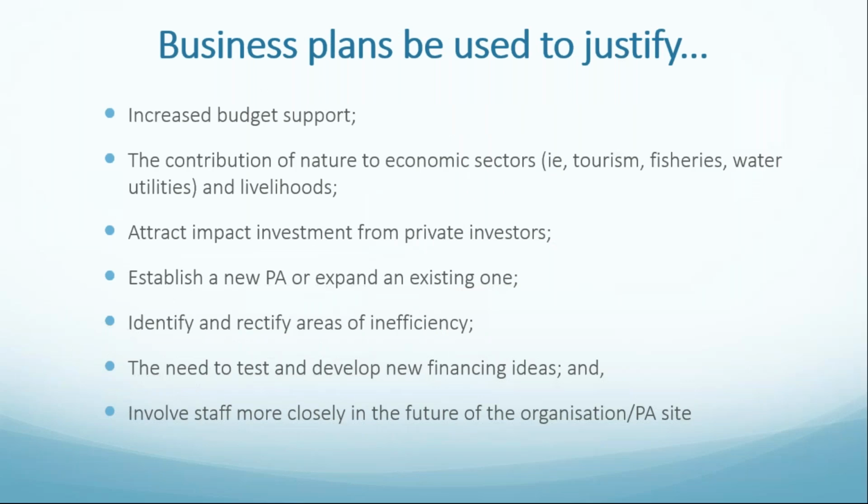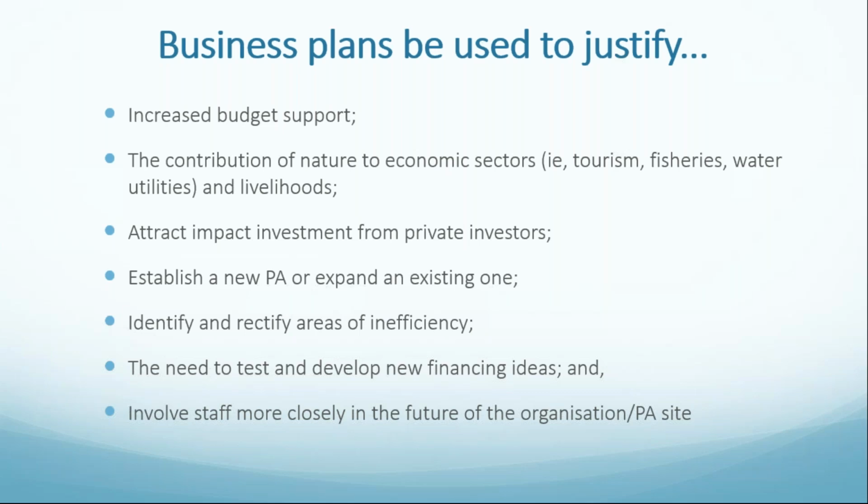And one of the first things I get asked when talking about business planning from PA managers, but also CEOs, is, why do we need one? What would we use it to justify? And that's the most important question. It could, depending on your circumstance, be used, for example, if you're a government protected area association, to justify increased budget support, rather than just, for example, an increase by the cost of inflation. But actually, you can argue for a much greater budget if you can show how that money is going to be used effectively.